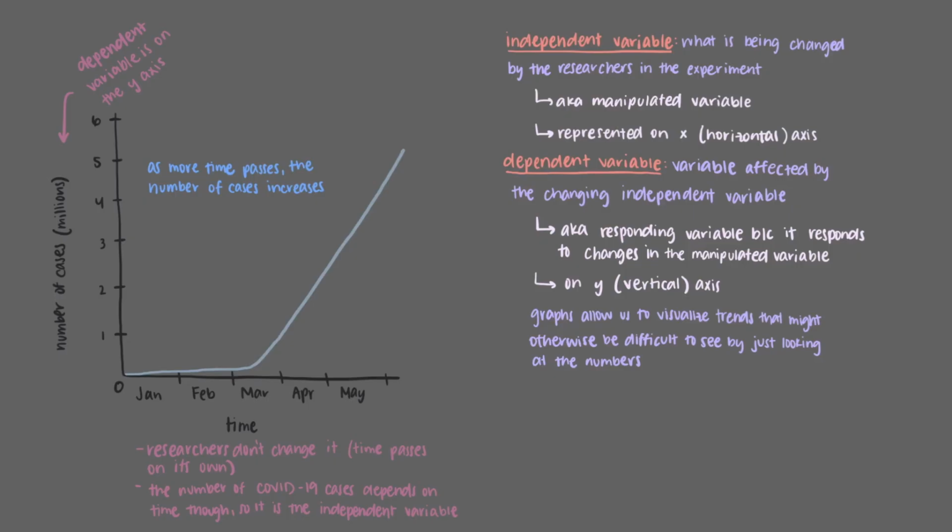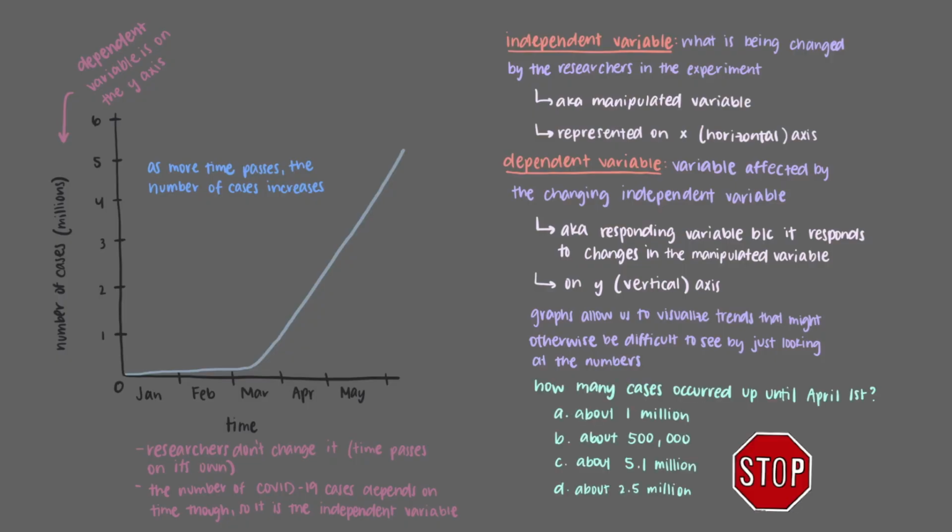If we look at any one point on the graph, we can see how many COVID-19 cases occurred up until that date. How many cases occurred up until April 1st? We want to look at the number of cases that occurred up until April 1st, so we'll draw a point on the line that lines up with April 1st. This point that we drew also lines up with the value on the y-axis. We can draw a line from the point to the y-axis to see that about 1 million cases occurred before April 1st.